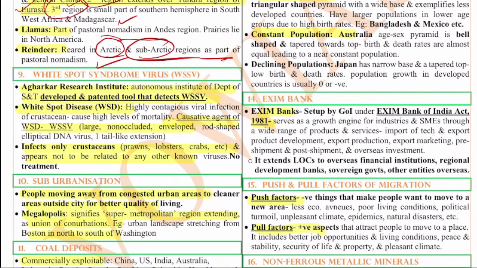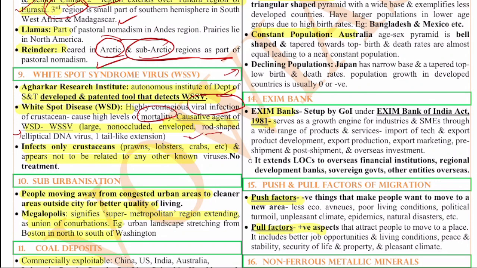Next, the 9th question is on the white spot syndrome virus. Recently, the Agharkar Research Institute, an autonomous institute of the Department of Science and Technology, developed and patented a tool that can detect this virus. The white spot disease is a highly contagious viral infection of crustaceans, which causes high levels of mortality. The causative agent of WSD is a large, non-occluded, enveloped, rod-shaped, elliptical DNA virus.